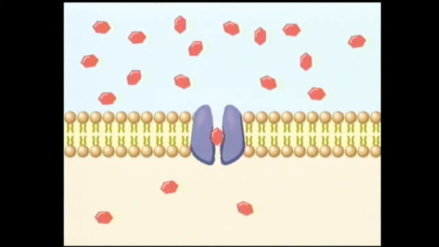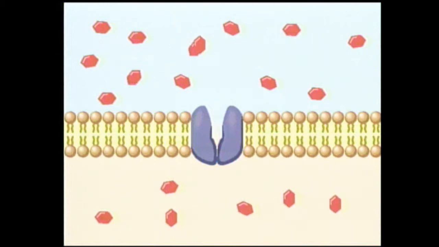Glucose diffuses down its concentration gradient, from the area of higher concentration to the area of lower concentration. This process, called facilitated transport, requires no energy. It is therefore another example of passive transport.